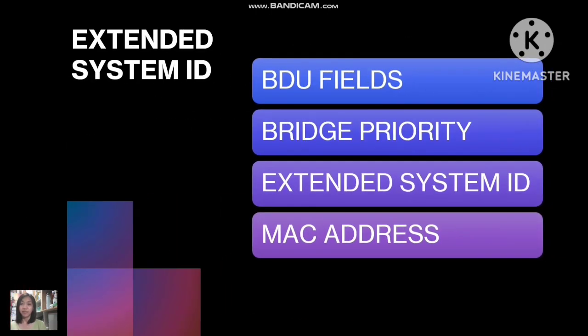So next, we have the extended system ID. The bridge ID, or BID, is used to determine the root bridge on a network. The BID field of the BPDU frame contains three separate fields. We have the bridge priority, extended system ID, and the MAC address.